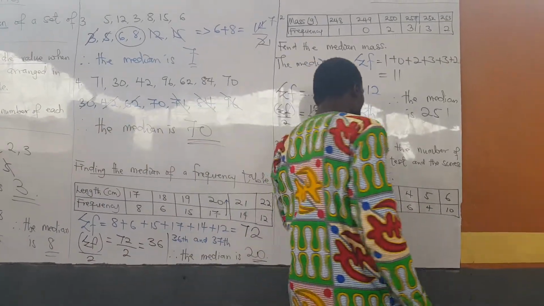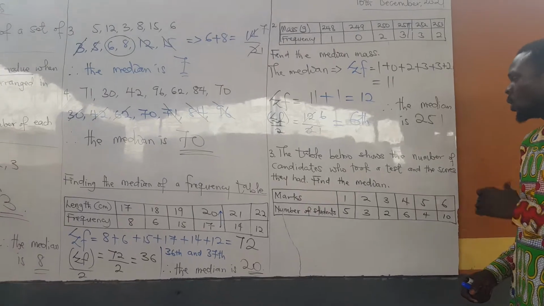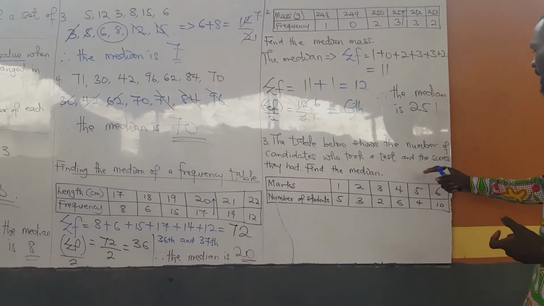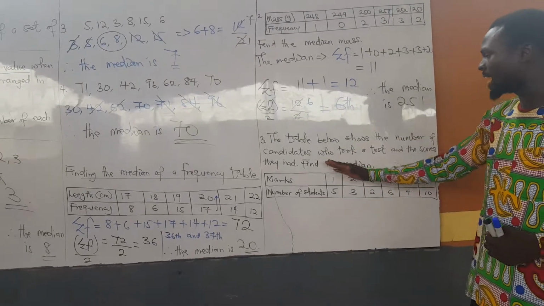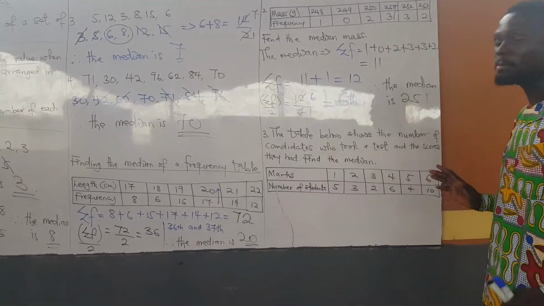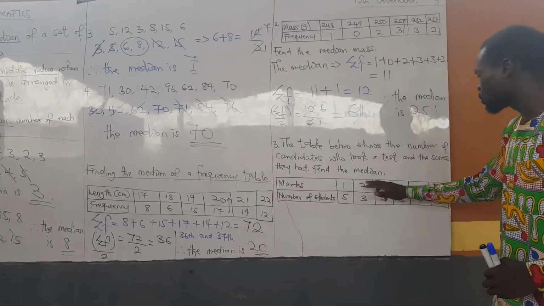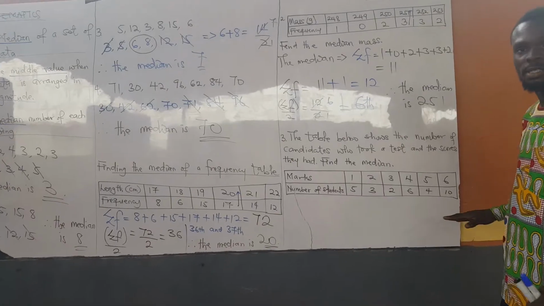The table below shows the number of candidates who took a test and the scores they had. So find the median from the table. So these are the marks 1, 2, 3, 4, 5, 6. And these are the number of students.